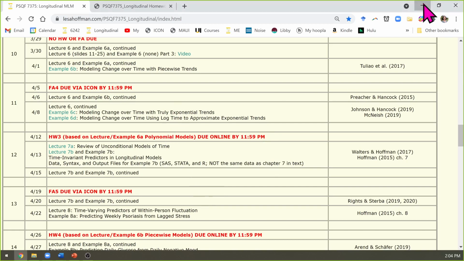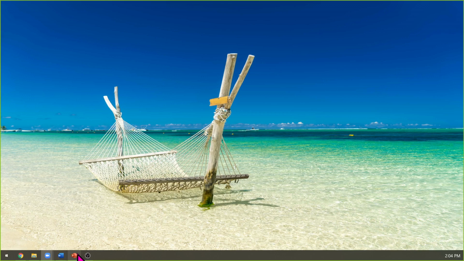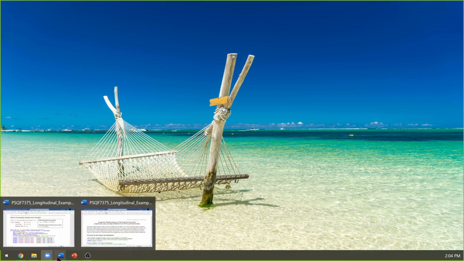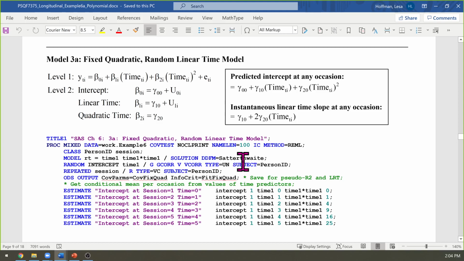Then if not, let me see what I want to start with. Let's start with quadratic stuff. Yeah, we're going to do some quadratics. Let's start there. Page 9 of example 6A is where we are. So this will be the last part of homework 3 that we will get through today. Adding squared time as a predictor, first as a fixed effect and then as a random effect.